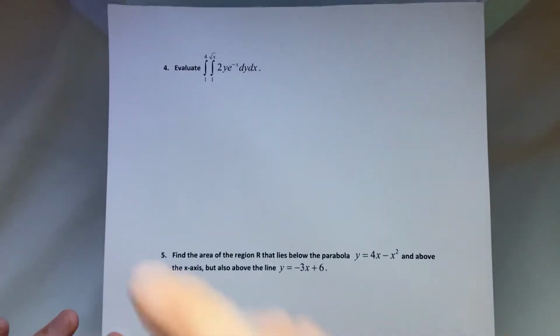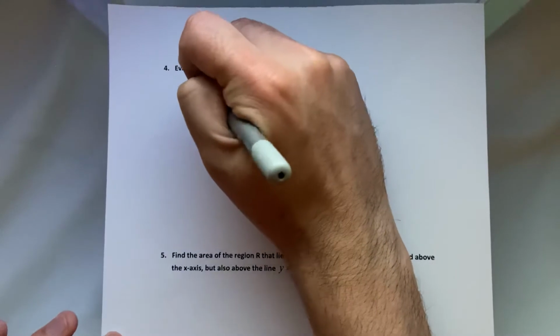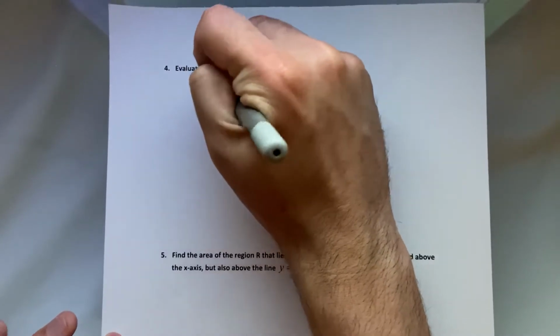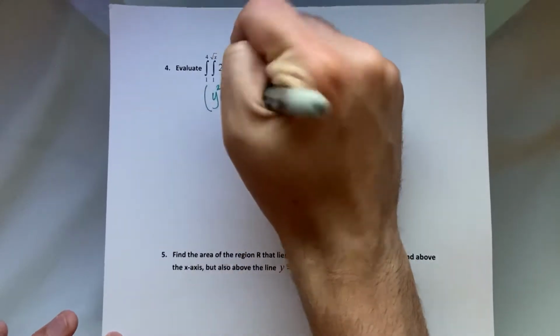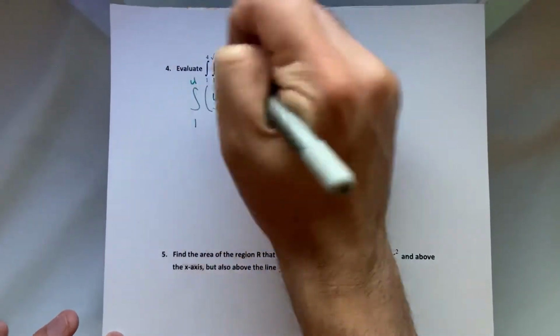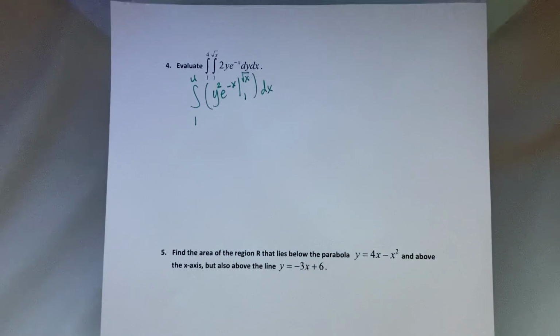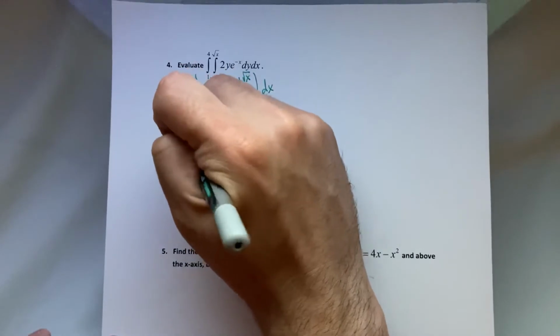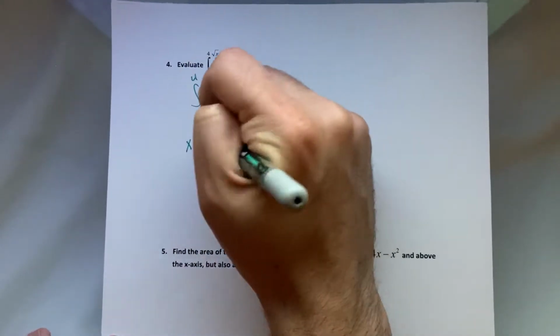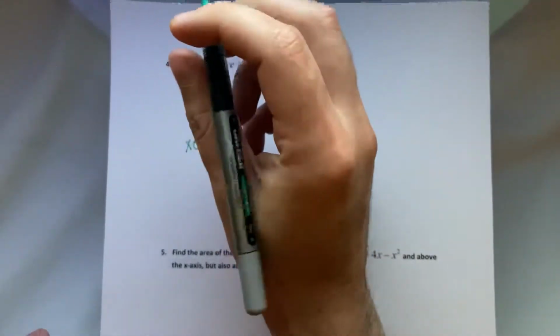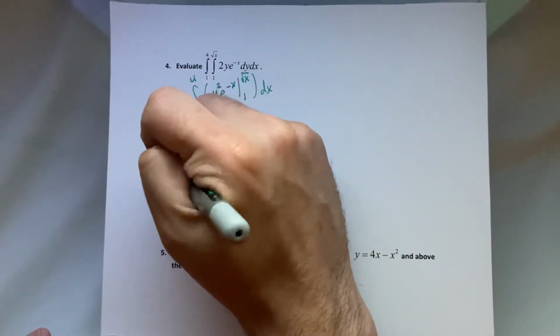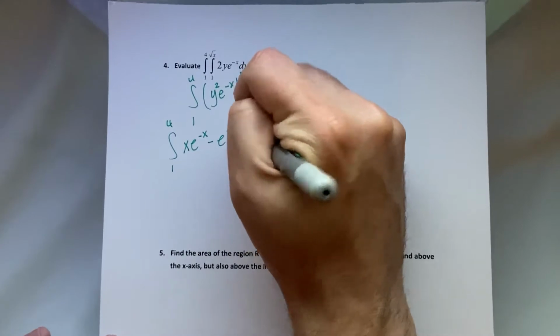Okay, so first evaluating with respect to y, we get y squared e to the negative x, evaluated from 1 to the square root of x. This still needs to be integrated from 1 to 4 with respect to x. Plugging in square root of x and 1, we get x e to the negative x minus e to the negative x. Now we have to integrate that from 1 to 4 dx.